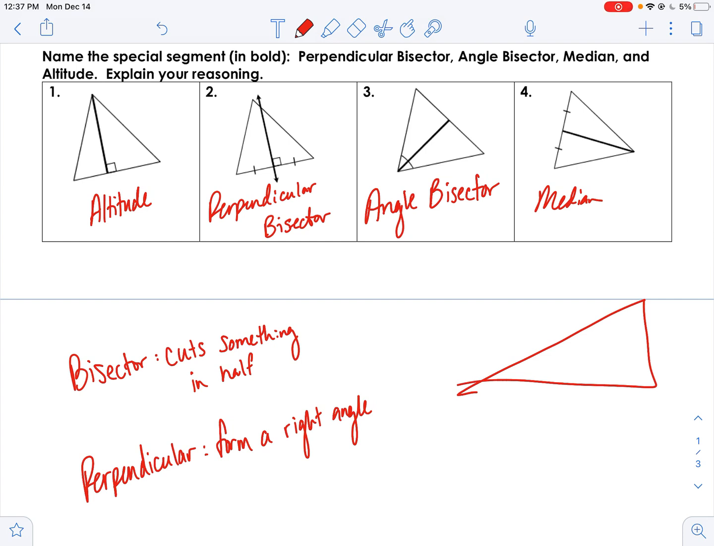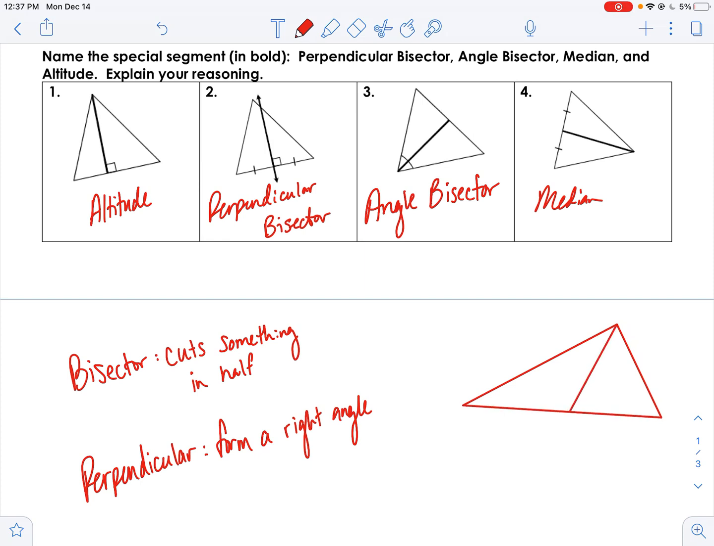So here's an example. Let me draw a quick example of a median. There's a good example of a median. Goes to the midpoint. That's definitely not a right angle. And a perpendicular bisector will almost never go through the vertex. Sometimes it does, like in an equilateral or an isosceles triangle, but hardly ever. So that's how we classify our special triangle segments, and I will see you guys tomorrow.